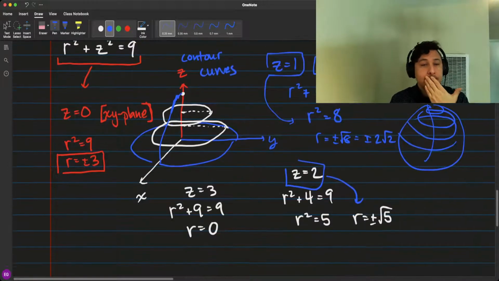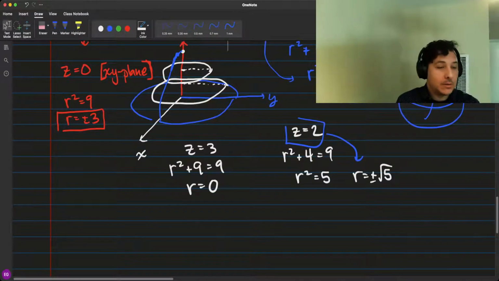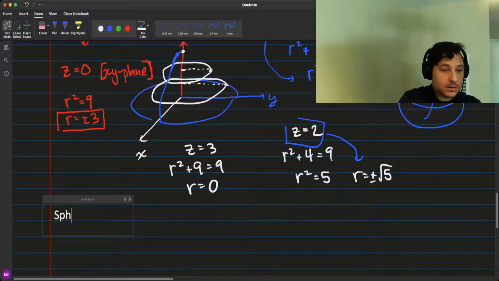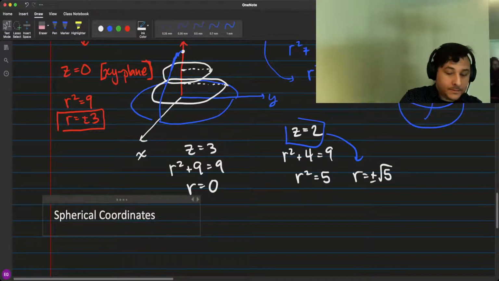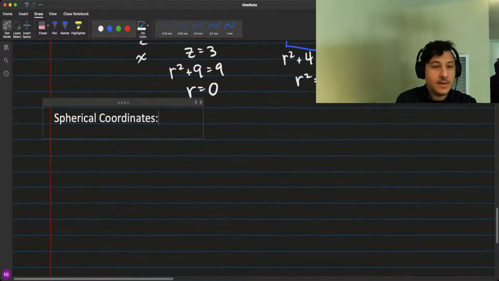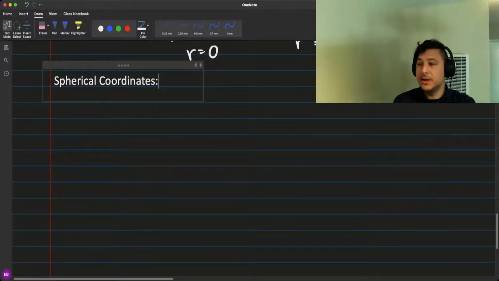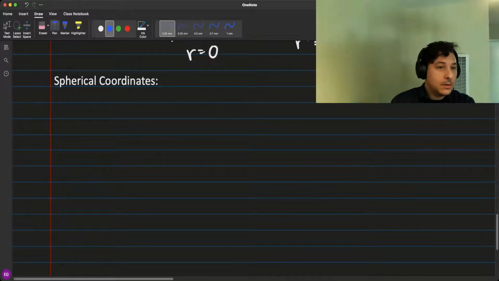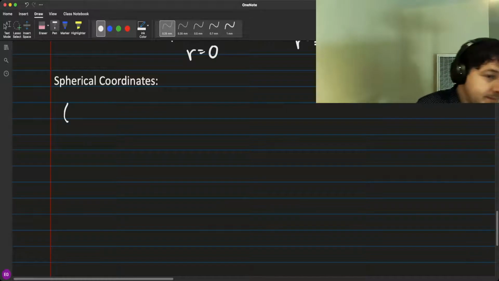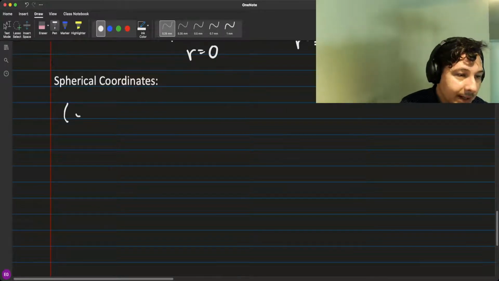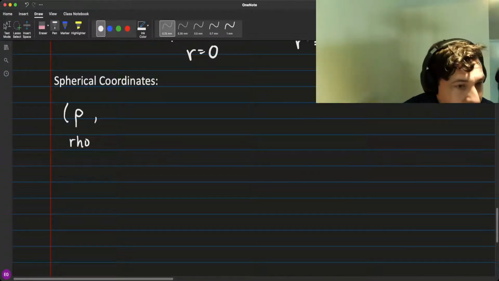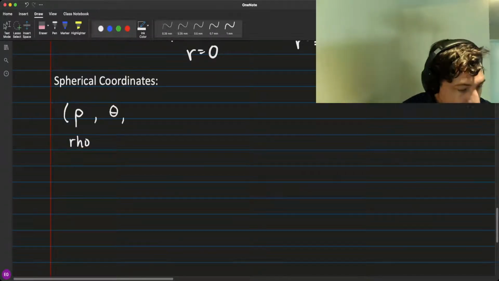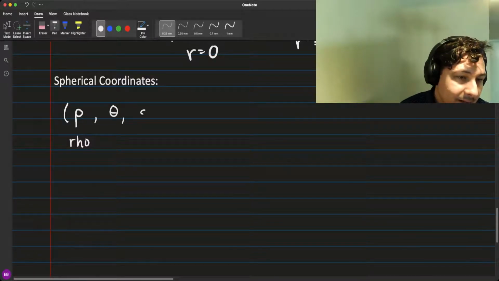Okay, cool. So let's talk now about spherical coordinates. Spherical coordinates are also in 3 dimensions. Let me show you what the variables for them are. You have 3 coordinates: the Greek letter rho, the Greek letter theta, and the Greek letter phi.